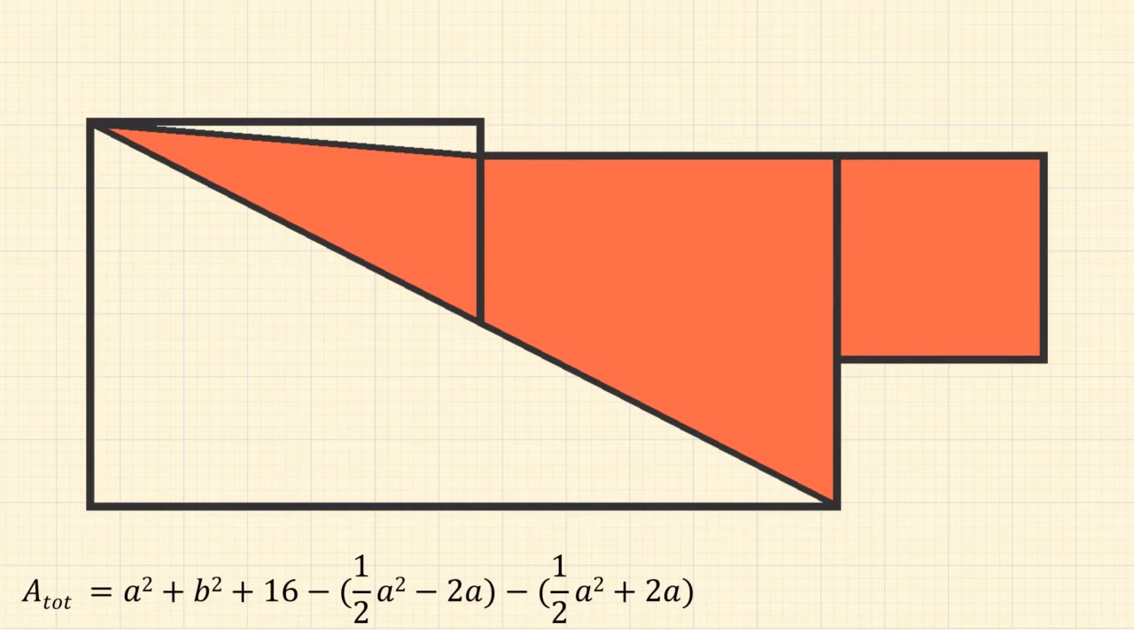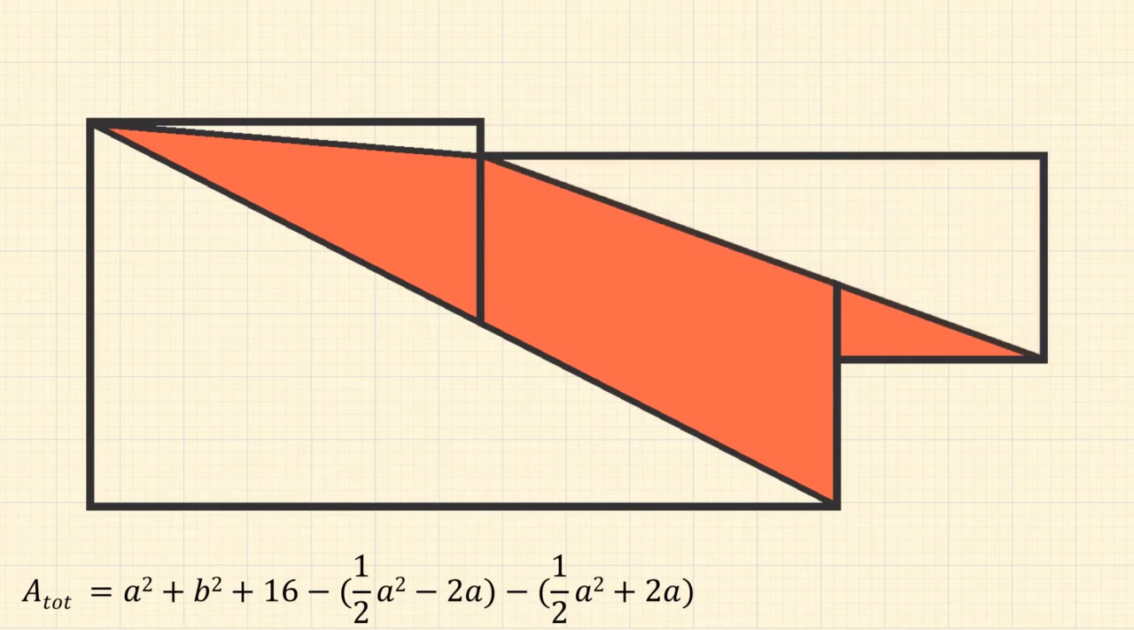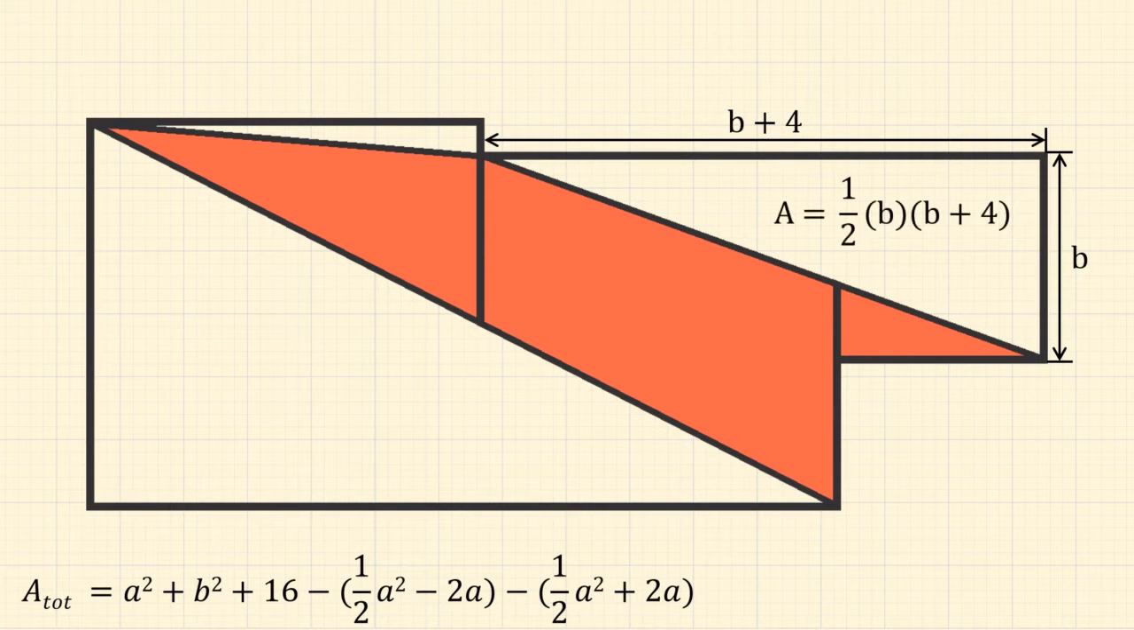We have one more triangle to remove, this one over here on the right. This triangle shares a side with the far right square. The other side we need is a combination of the right square and the one in the middle, for a total length of B plus 4. Now we calculate the area as before, and we get 1/2 B squared plus 2B. And once again, we'll subtract this from the total.